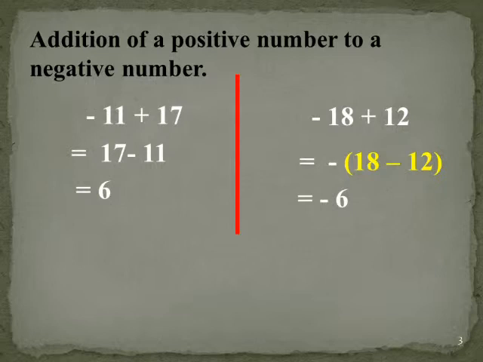So when you've got a problem like this where the number that's negative is bigger than the number that is positive, you know the answer is going to be negative, and then you find the difference between the two numbers, and in our case it's 18 take 12.